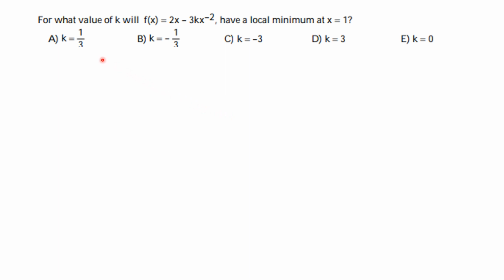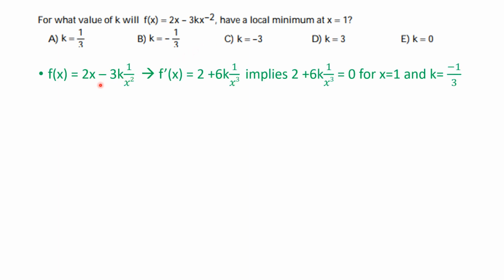For the next question, we're supposed to find the value of k in the function f of x equal to twice x minus 3k x to the power negative 2. We want to have a local minimum at x equal to 1. This function, this is given, has a local minima at x equal to 1. So we have to figure out the value of k. And these are the options, k equal to 1/3 and so on.